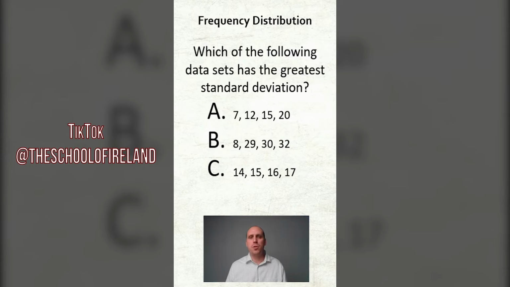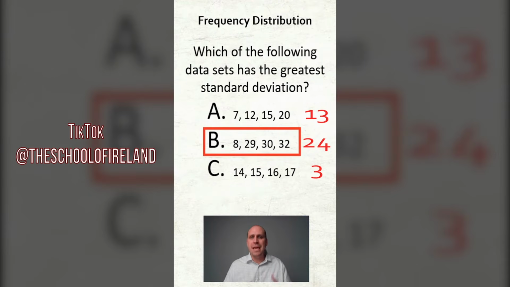Okay, you should have figured out that the range for A is 13, the range for B is 24, and that the range for C is 3. And that would mean that the right answer to this question is B. B has the greatest range, and therefore B has the greatest standard deviation. And if you use this trick of looking at the range, you should be able to end up with the right answer the majority of the time.